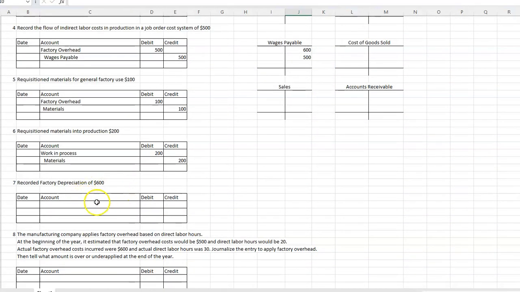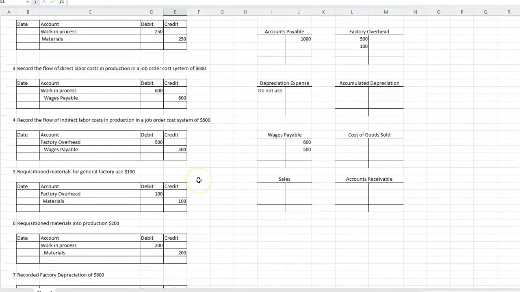Recorded factory depreciation of $600. So normally the entry would be depreciation expense and accumulated depreciation, but not in a factory. In a factory, everything indirect goes to factory overhead. So we'll debit factory overhead instead of doing depreciation expense because we don't expense anything because these are product costs. Factory overhead. And we still do accumulated depreciation. The credit on all these will still look the same as what you're used to. And that would be $600.